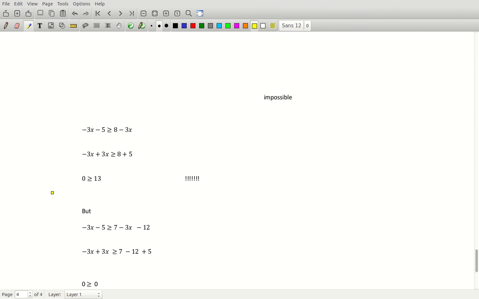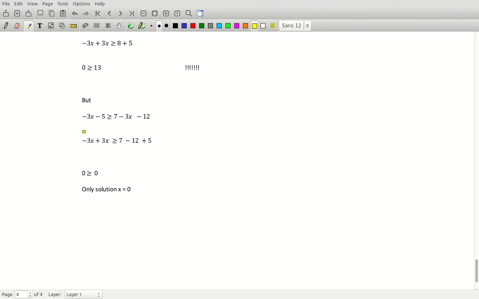This one is very nice because: minus 3x minus 5 greater or equal 8 minus 3x. I have to change the place, minus 3x plus 3x, I change the side, greater than 8 plus 5. But minus 3x plus 3x is equal to 0. 8 plus 5 is 13. And it is impossible that 0 is greater or equal to 13, which is a positive number, so by definition it's greater than 0.